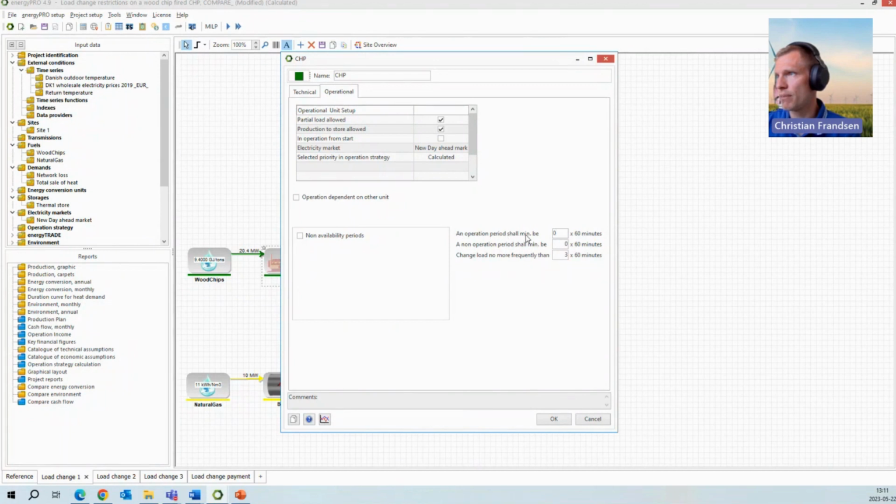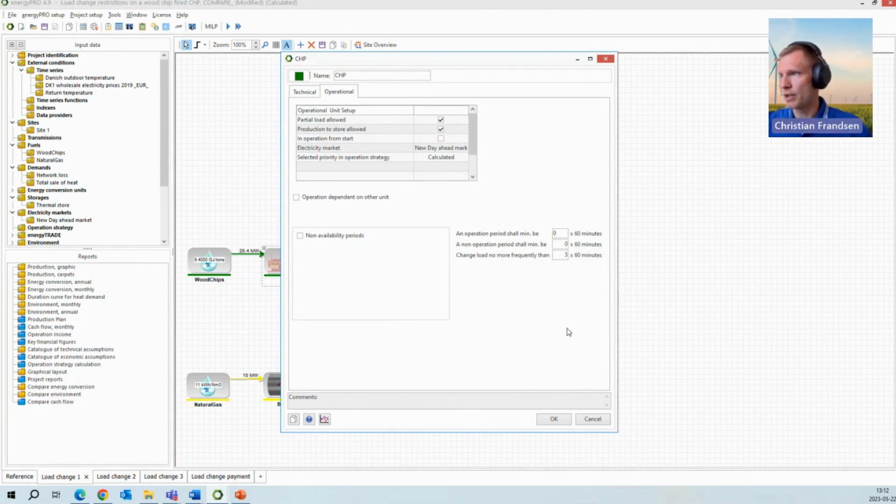operation period shall be minimum X amount of time steps, and a non-operation period shall be minimum X amount of time steps. So when introducing that the load cannot change more frequently than 3 time steps, then of course it doesn't make any sense to have a minimum operation time of, let's say, 2 hours, because it cannot change its load more frequent than 3 hours.